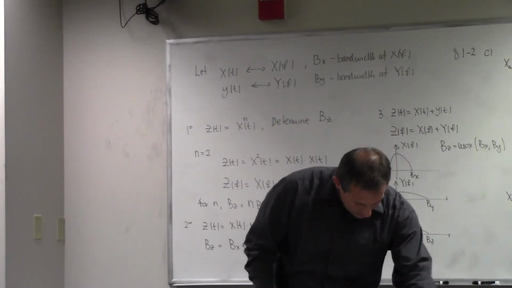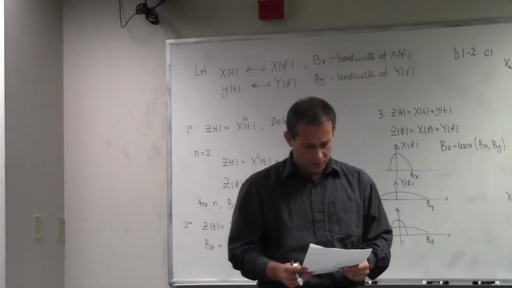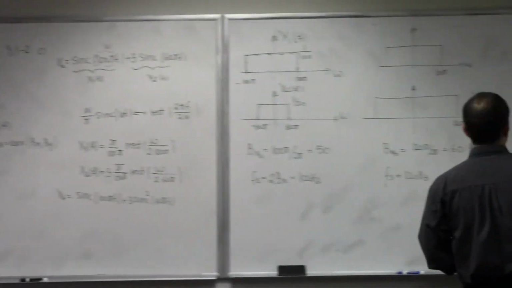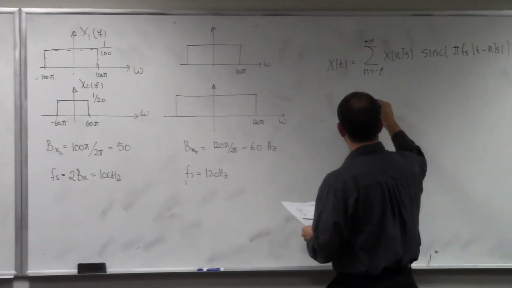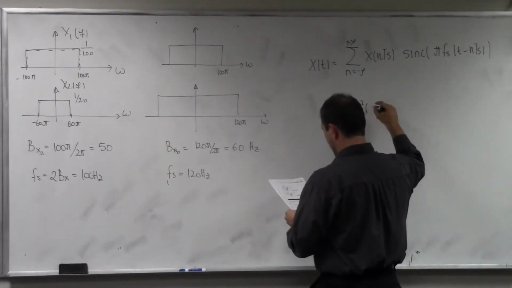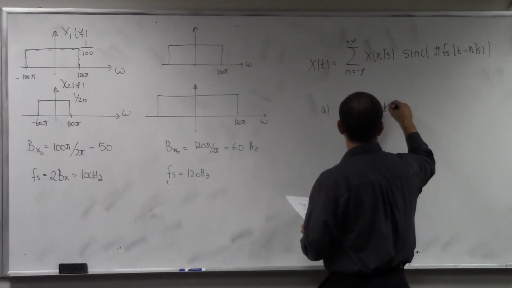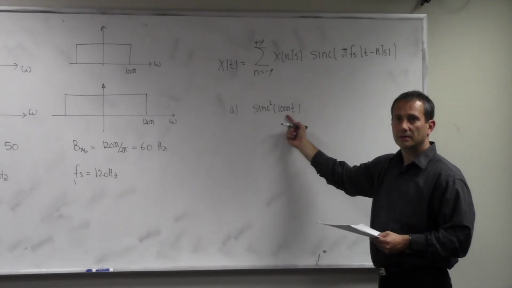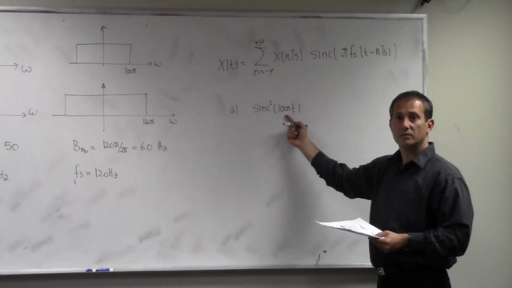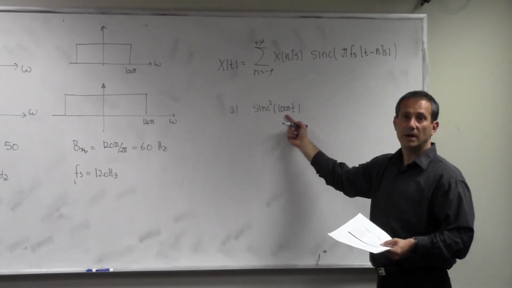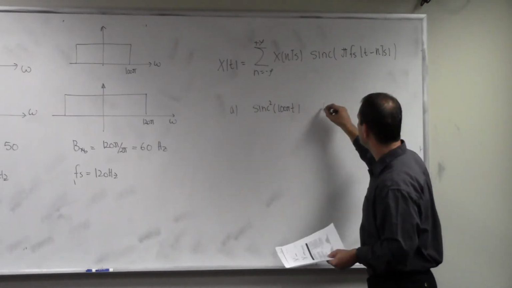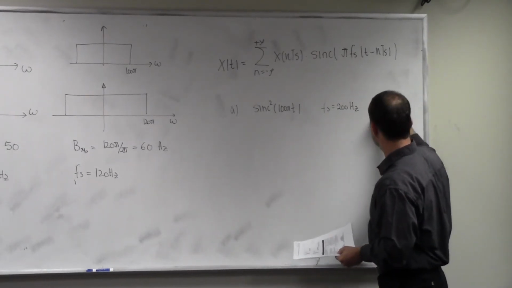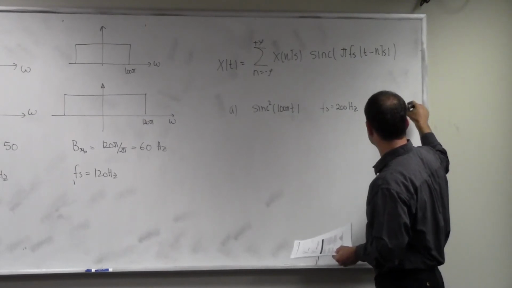So that's it. Any other? The other ones should be relatively easy. Let's just answer them by heart, by what we know by now. So part A is sinc squared of 100 pi t. The bandwidth of sinc of 100 pi t is 100 pi in radians. So sinc squared would have 200 pi divided by 2 pi, which is 100 hertz. So the sampling frequency here needs to be 200 hertz, right? The bandwidth is 100 hertz.